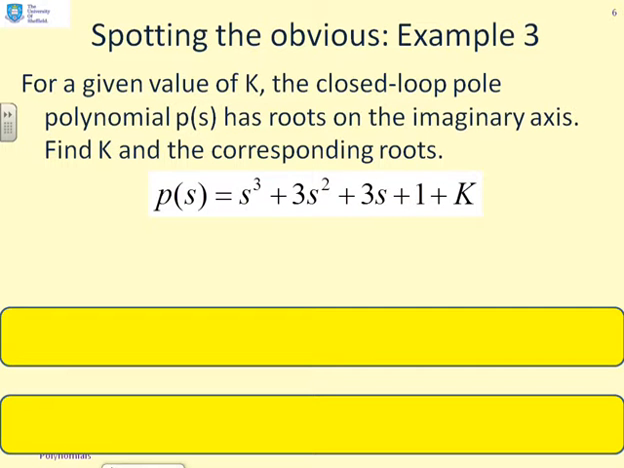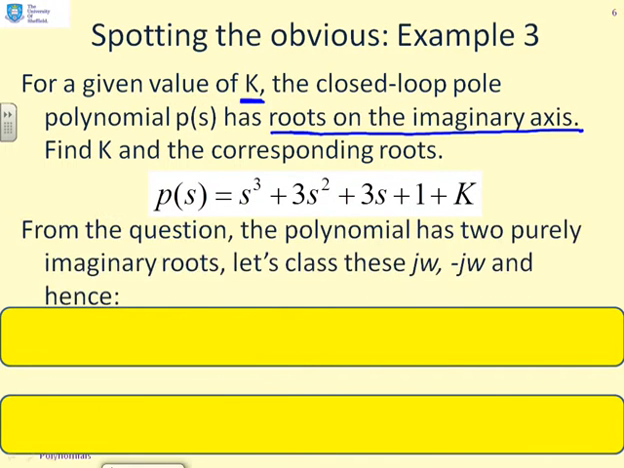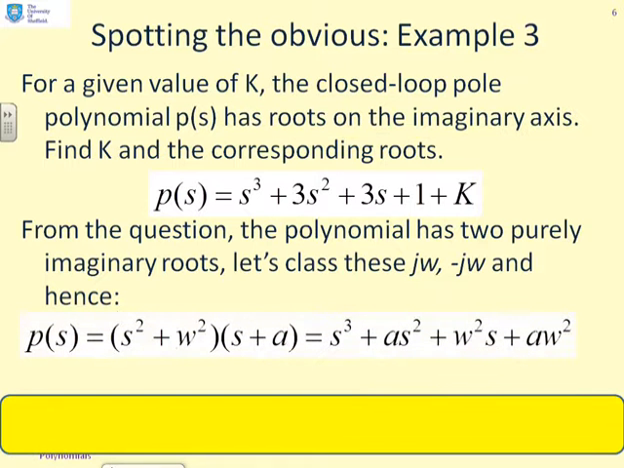So the first thing to do is read the information in the question. What does it mean when it says I've got roots on the imaginary axis? Well, that means I must have a root at j omega and a root at minus j omega, where at this moment I don't know what omega is. So I'm going to put that factor in to the polynomial.